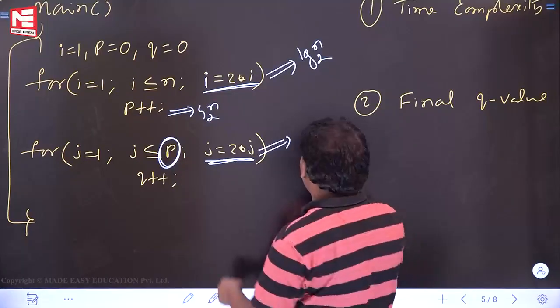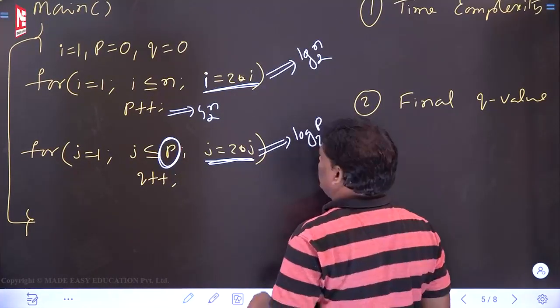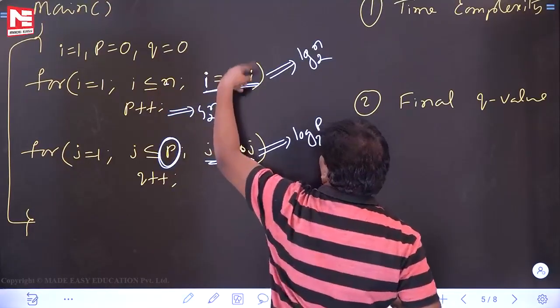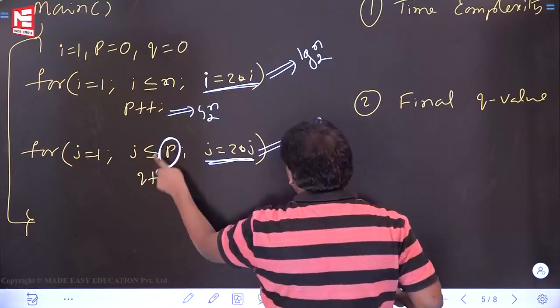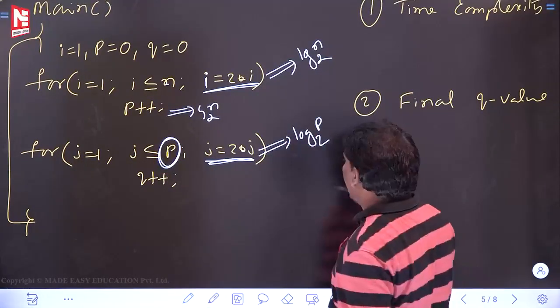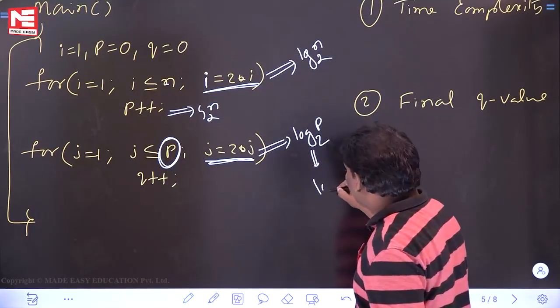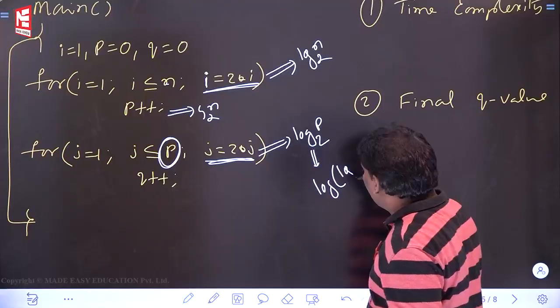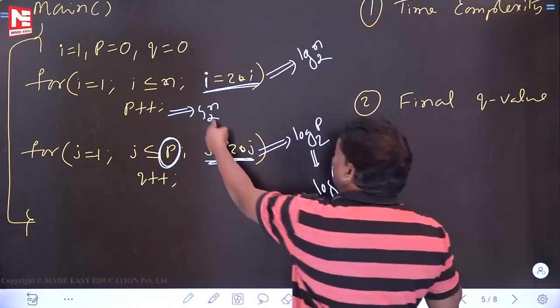Here p is there. What is the answer? No doubt, this loop is going log p base 2. If n is there, always into 2, log n base 2. If here also n is there, log n base 2. But here p is there, so log p base 2. Can you say first of all what is p? Already you found p. What is p? Log n base 2. So this loop is going log of log n base 2. The p value is log n base 2.